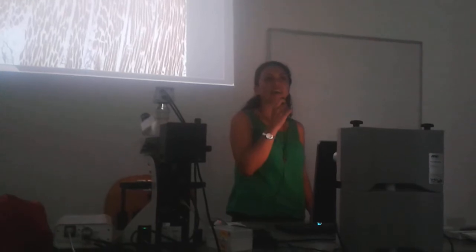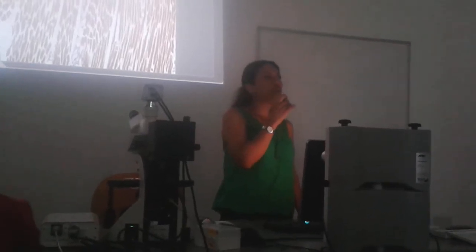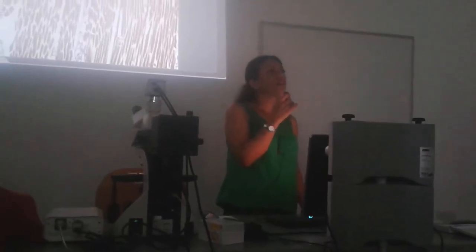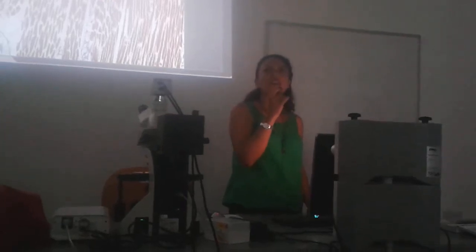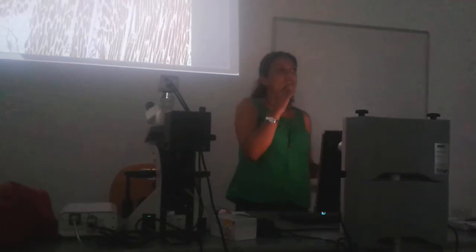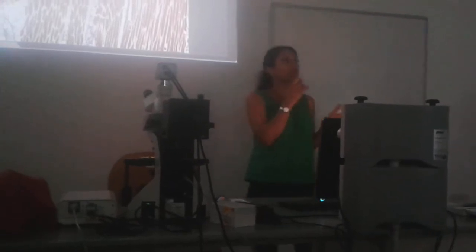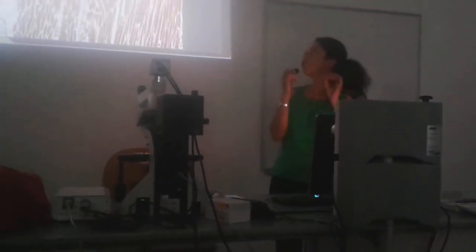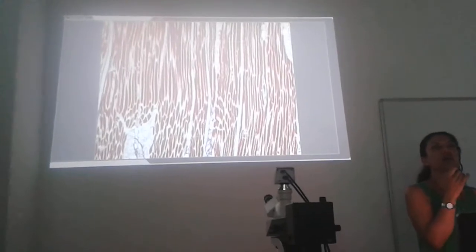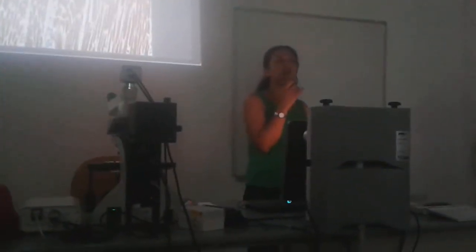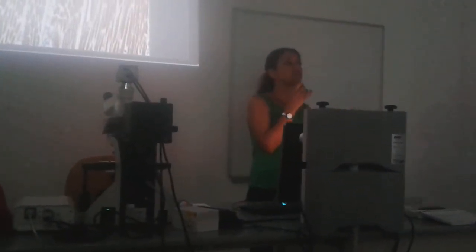As you have learned in your lectures, there are 3 types of muscle tissue. What were they? Striated muscle, second one, smooth muscle, and the third one is cardiac muscle. The first example I'm going to show you is from striated muscle. As you have learned in your lectures, striated muscles are voluntary muscles. Please listen to me carefully.